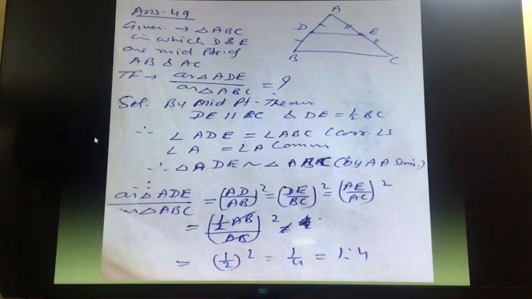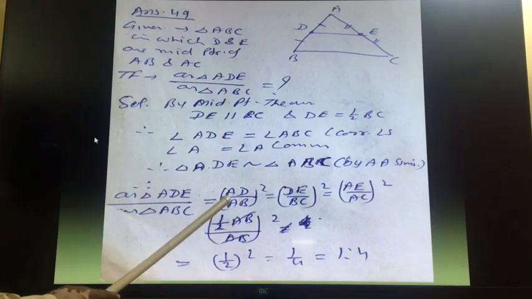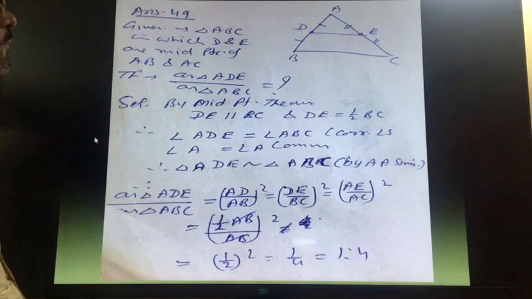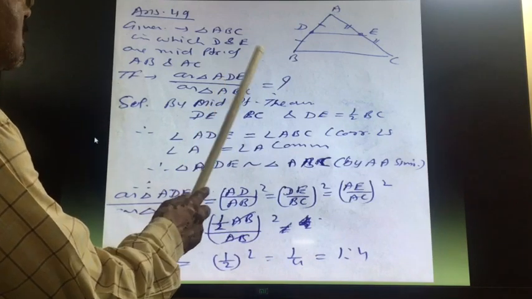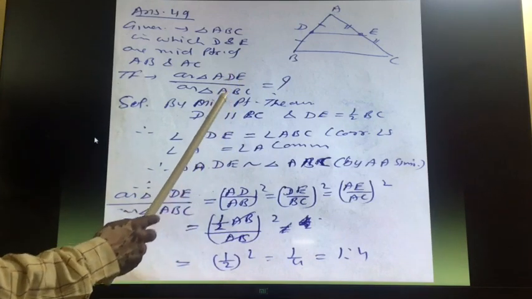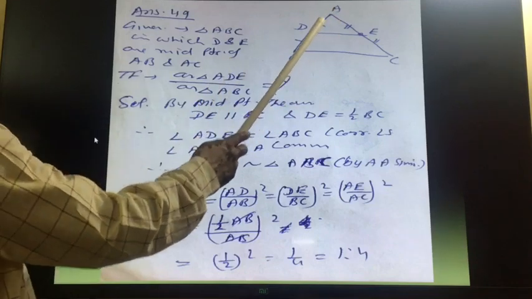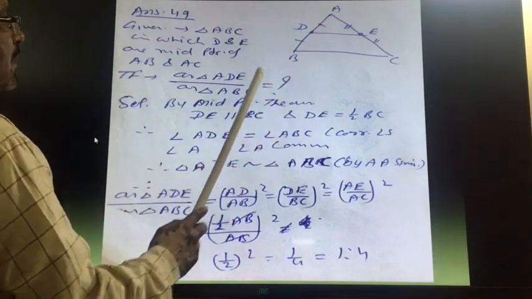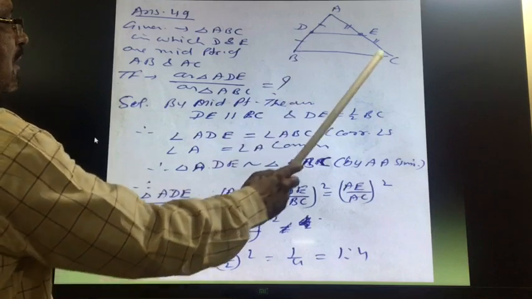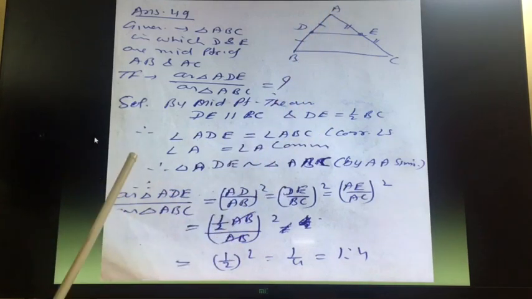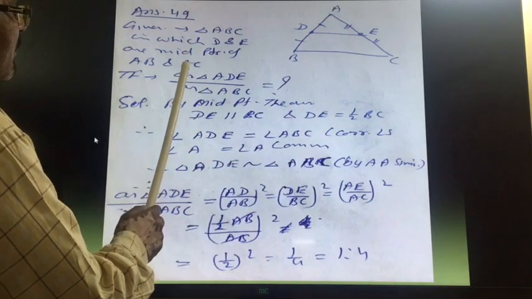The ratio of the areas of two similar triangles is equal to the ratio of the squares of their corresponding sides. This theorem I have already taught you, so it should come to your mind automatically. So we should try to prove these two triangles similar. For this we will take these two triangles ADE and ABC, and we will try to prove them similar. Whatever is given, we will use that.